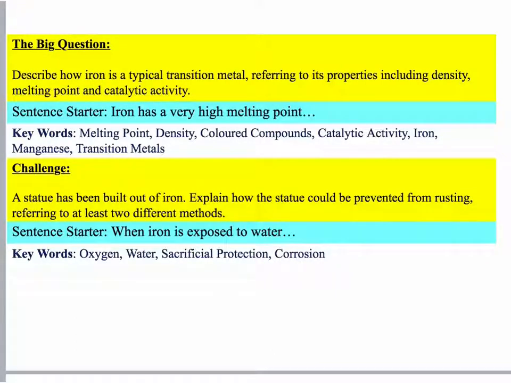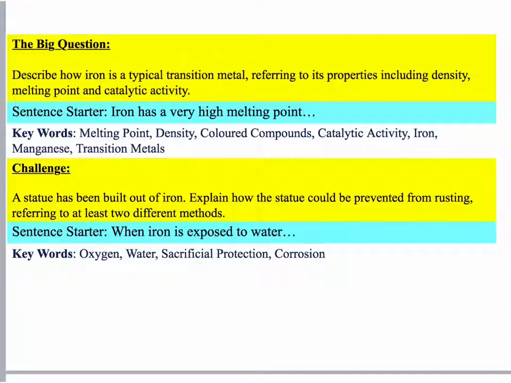From this short tutorial video, we have looked over transition metals and rusting, the oxidation of transition metals. What I want you to do is attempt the 2 questions currently on the screen. The first one is the big question for this topic, which is describe how iron is a typical transition metal, referring to its properties including density, melting point and catalytic activity.